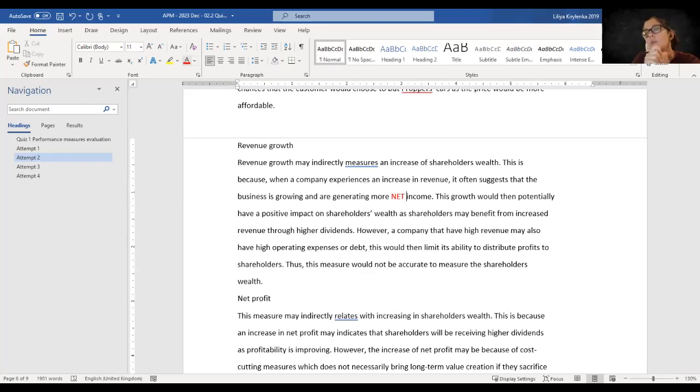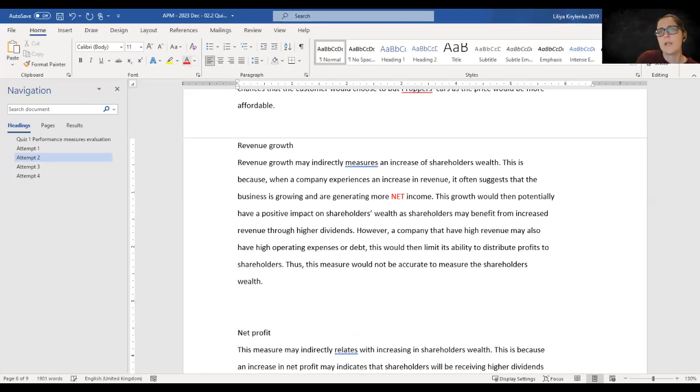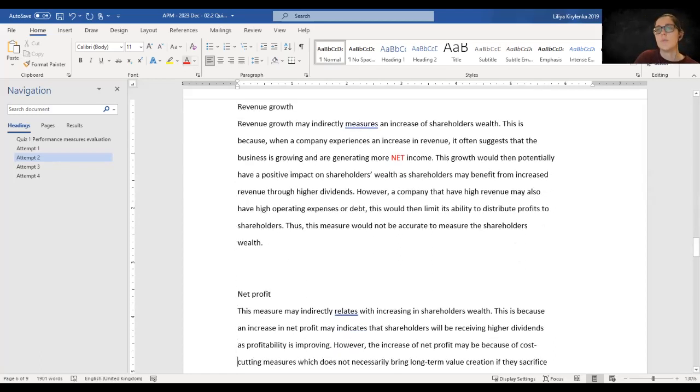However, companies that have high revenue may also have high operating expenses or debt. Operating expenses and debt are different, absolutely different stuff. We can have high revenue but low debt. It will just depend on the preferences of our shareholders in terms of debt equity proportion. This would then limit its ability to distribute profits to shareholders. Thus, the measure would not be accurate to measure shareholders' wealth. Okay, look, this is a huge paragraph, and it was supposed to be for 1 mark. Well, 2 at most, but this is too much, and too much repetition.